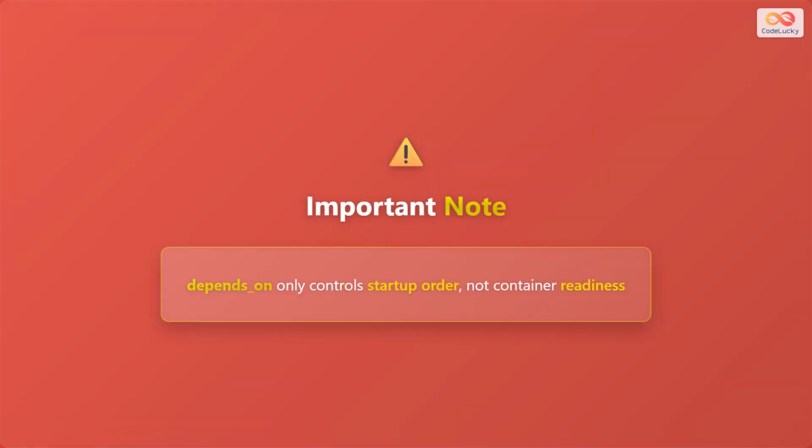It's important to note that depends_on only manages the startup order of containers. It does not wait for a container to be fully ready before starting the dependent container. So, a container might start before its dependencies are completely up and running.